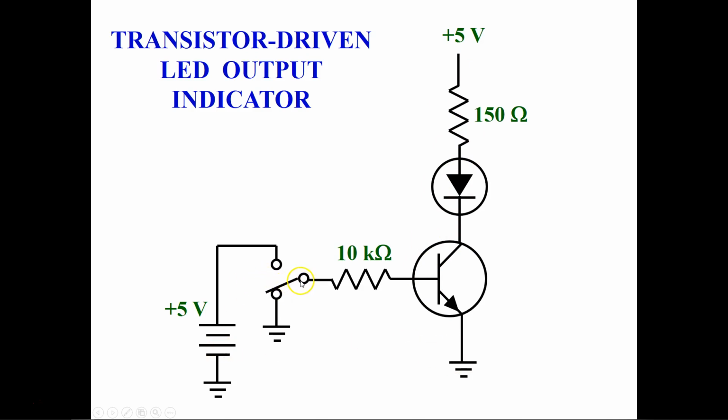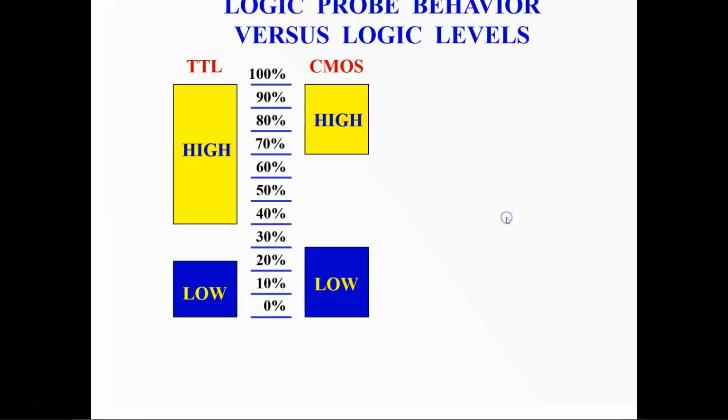Now what will happen when we mechanically put the switch to the 5 volts battery? Then the current will go into the base of the transistor, and then sufficient current will be provided to turn on the transistor, and once that happens, the LED will be turned on.